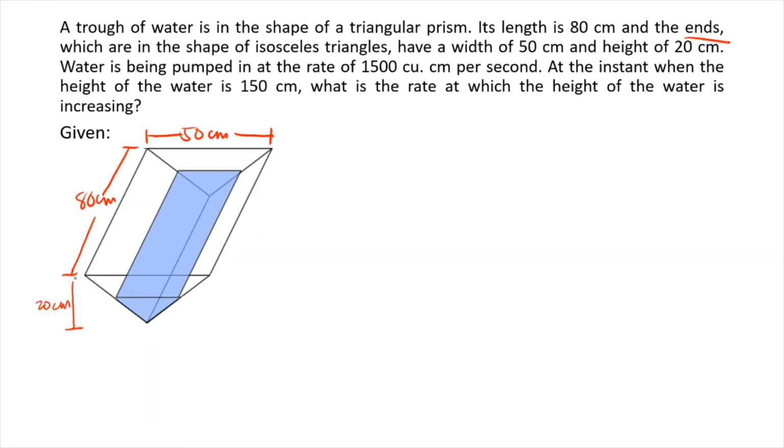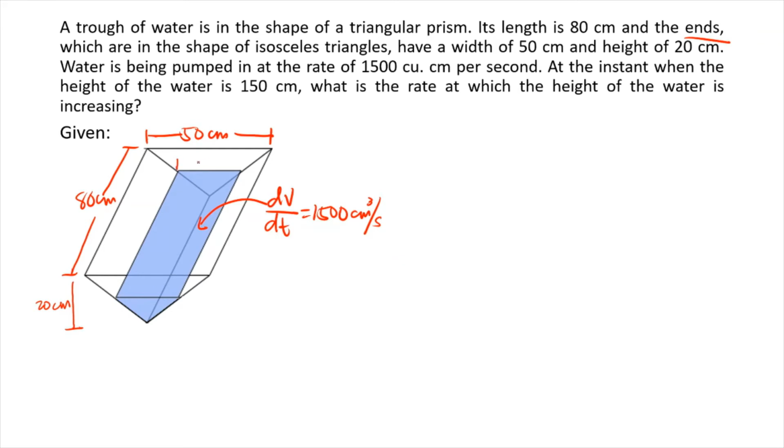Okay. And then water is being pumped in. So water is flowing inside. Therefore, the volume is increasing. The volume of water is increasing over time. We can denote that as dV/dt, and it's equivalent to positive 1,500 cubic centimeters per second, so cm cubed per second. Okay, and since the volume of the water inside will increase over time, we have some corresponding quantities that will also change over time.